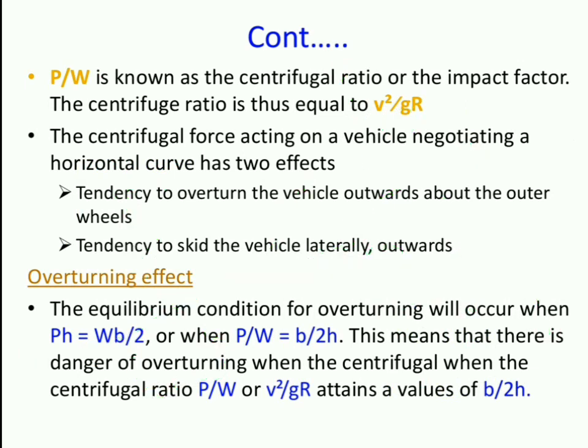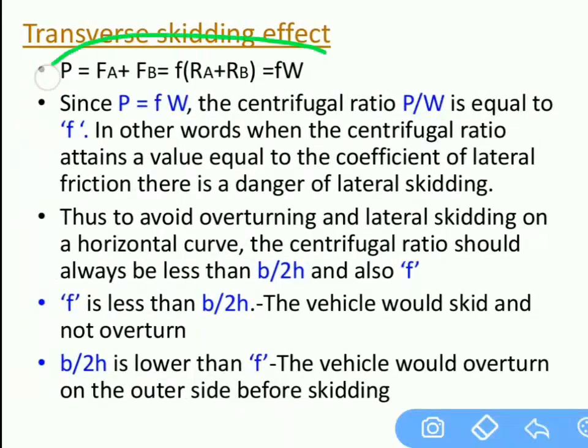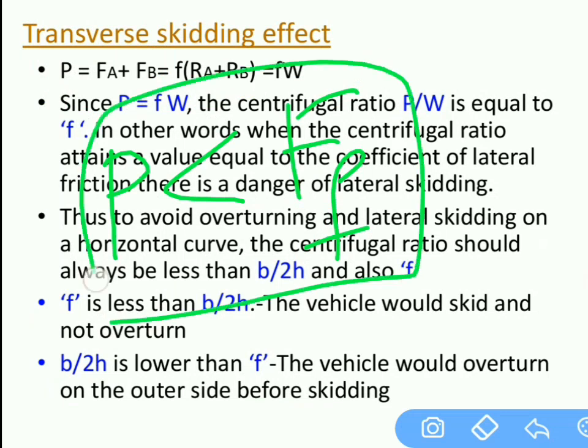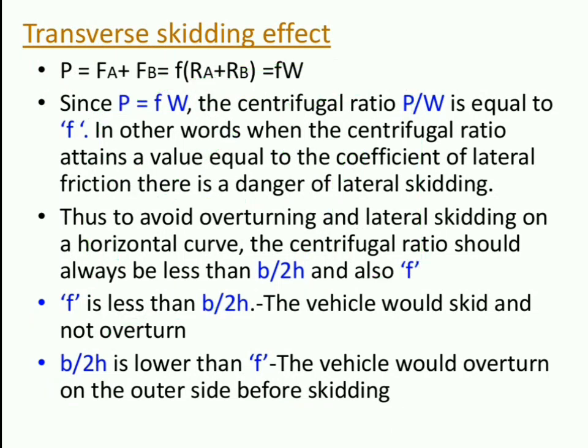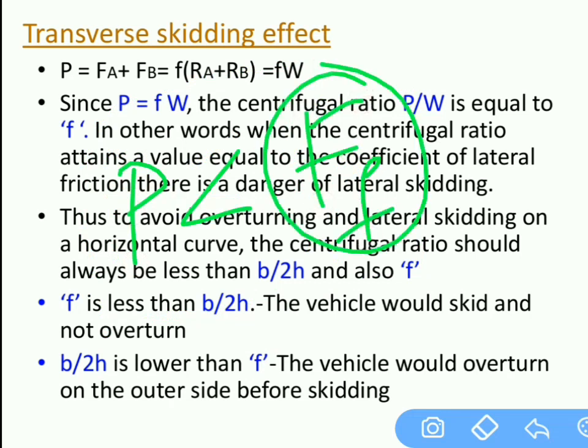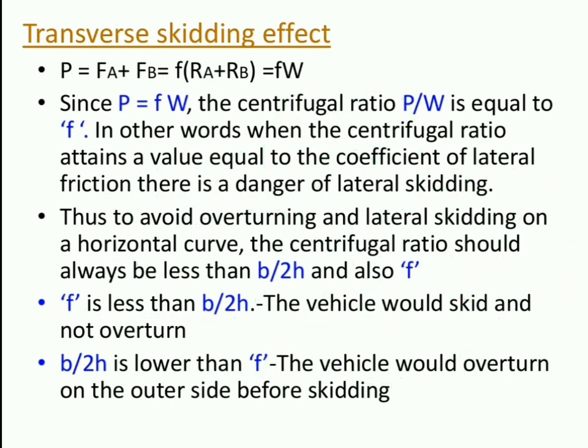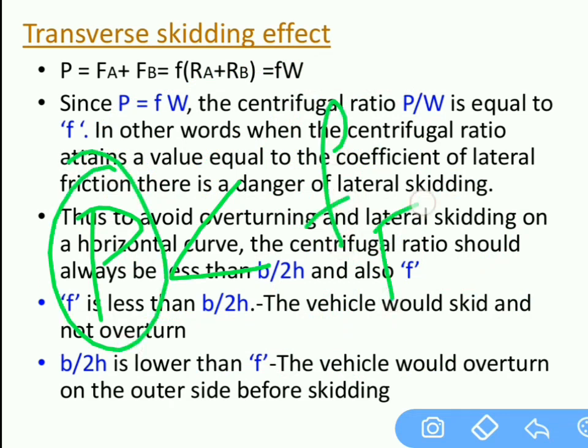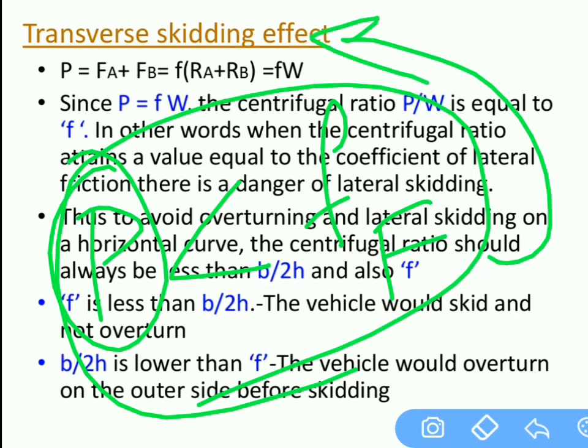Then what is the second condition? That is skidding, lateral skidding. For the lateral skidding effect, the centrifugal force must be less than the frictional force. Then only my vehicle is safe against lateral skidding. Clear? The frictional force has two cases: one for the A tire and another for the B tire. Remember like this: the centrifugal force must always be less than the frictional force. Then only my vehicle is safe against transverse skidding.